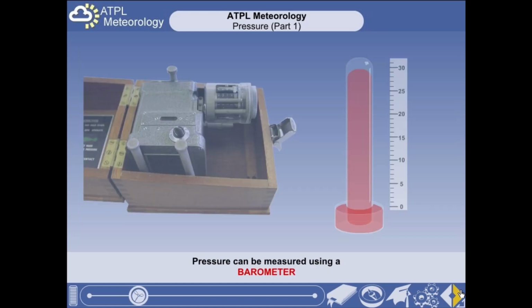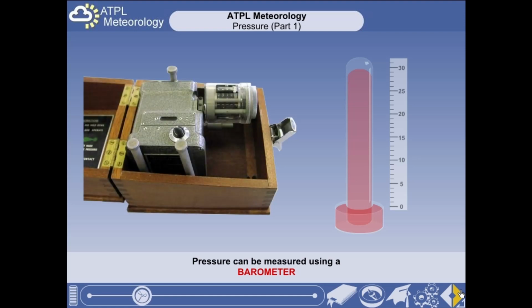We will now look at how pressure is measured and represented in meteorology. As we mentioned earlier, traditionally, pressure was measured using an instrument called a barometer. There are two types, an aneroid barometer and a mercury barometer.